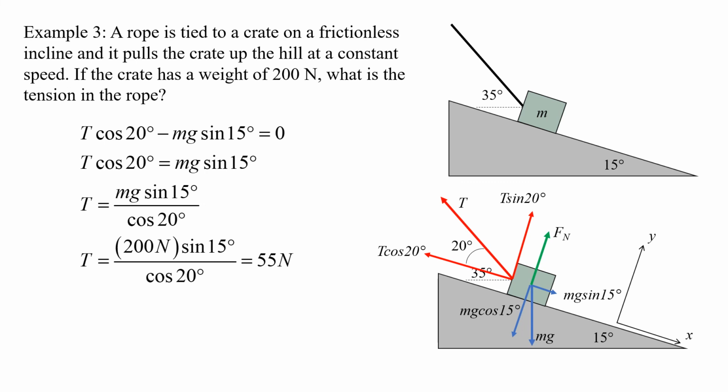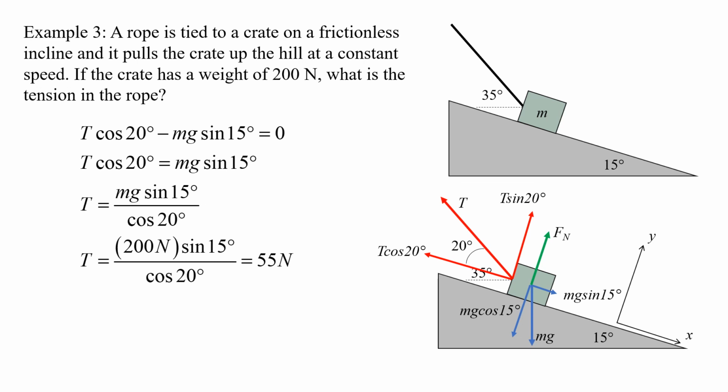Now I substitute 200 newtons for the mg, then times sine of 15 degrees and divide by cosine of 20, and we get 55 newtons for the tension in the rope. Okay, so now we've solved the problem. We found the tension in the rope that pulls the crate up the hill at a constant speed.